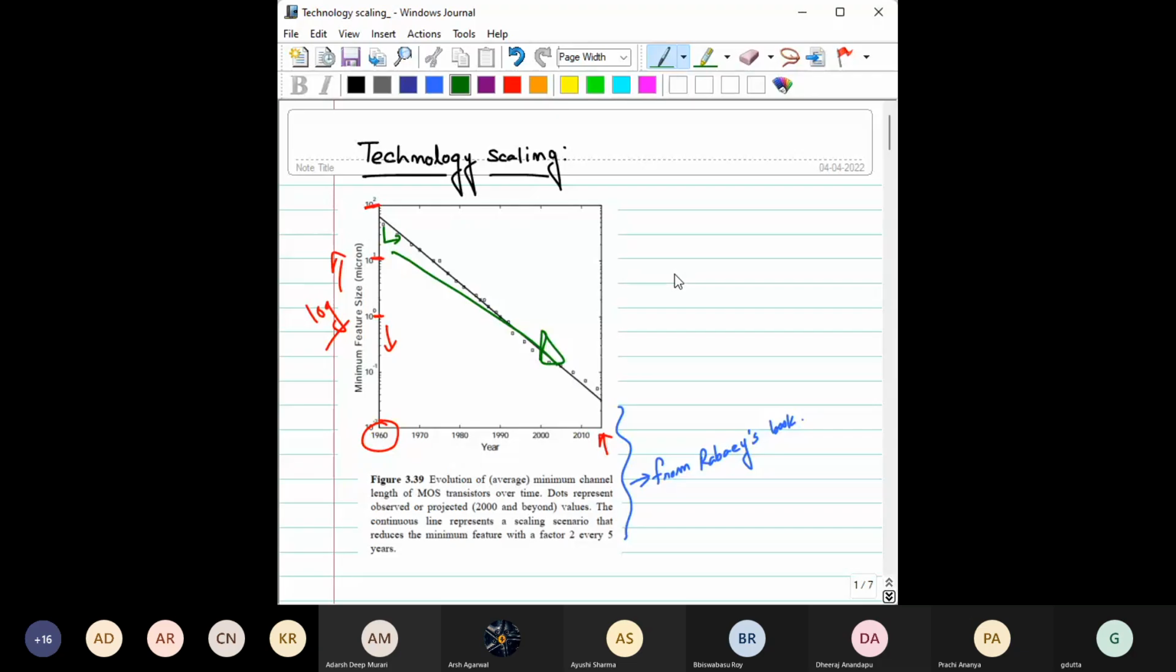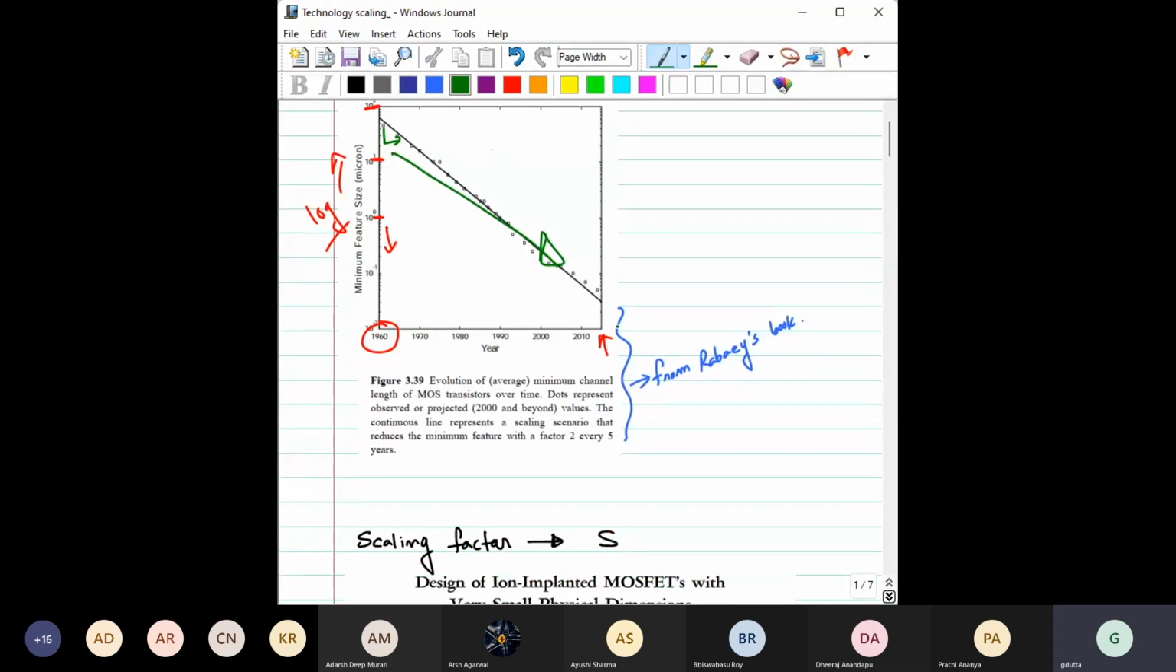Okay. Yeah, can you please speak up? Right, right. So we'll also see what the requirement is, whether we should scale down VDD at the same time, or whether there is any possibility that we can keep VDD constant and only scale the dimensions?